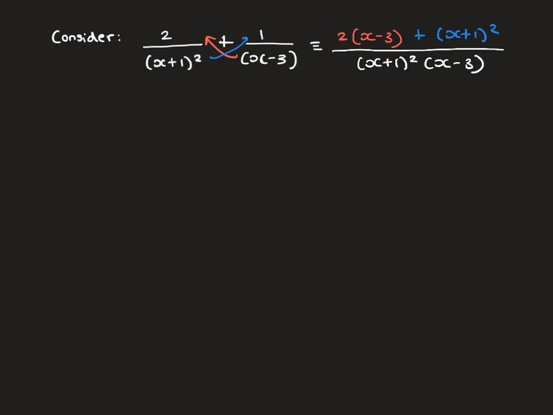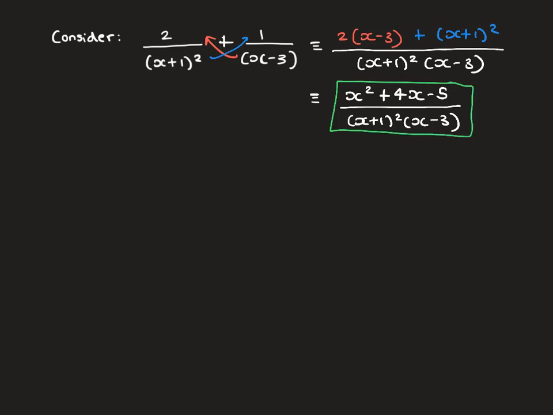I'm not going to show the full level of working here, but I will tell you that this simplifies to give us x squared plus 4x minus 5 all over (x plus 1) squared (x minus 3). So it is possible that a single fraction like this, where there's a repeated factor in the denominator, could have been composed of two single fractions like this. However, let's consider a different situation.